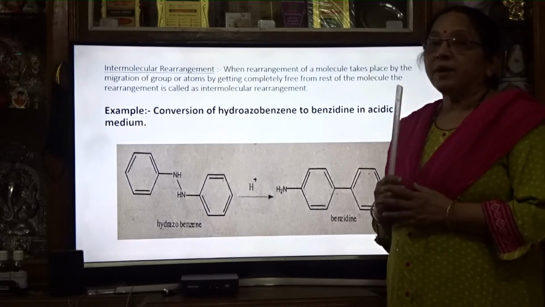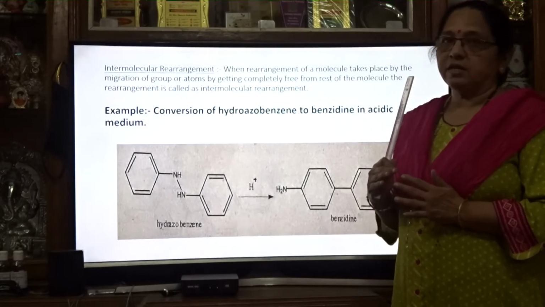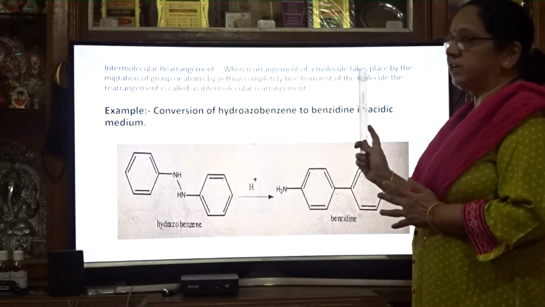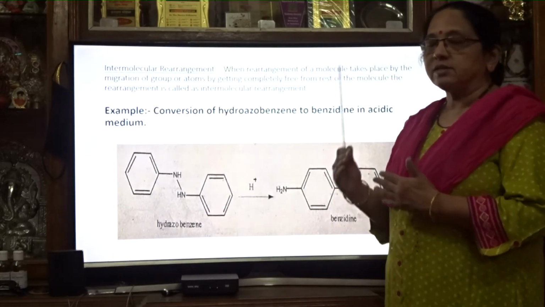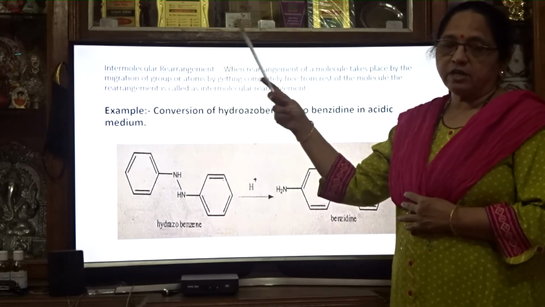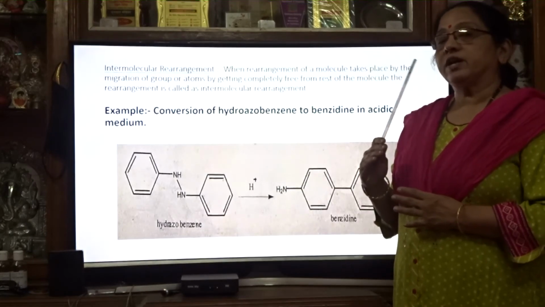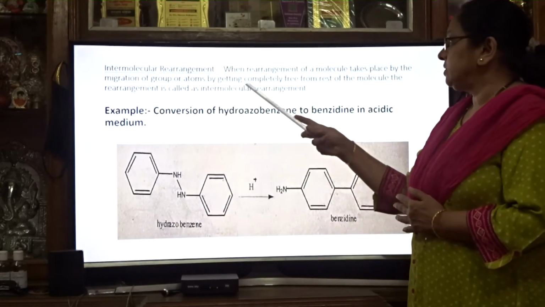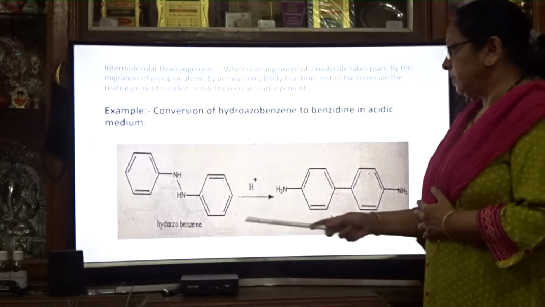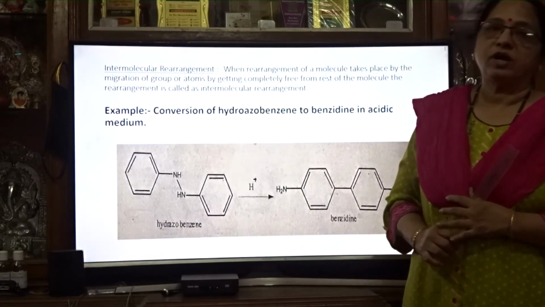When we see the mechanism, you will know how it is getting free, but here you do not have the mechanism, so you only understand that by getting completely free from the rest of the molecule, it is getting attached to another side of the molecule. Such a type of rearrangement is known as intermolecular rearrangement reaction. In intramolecular, the group is attached without getting detached, and here it is getting completely free from the rest of the molecule and attached to another side, that is, hydroazobenzene gets converted to benzidine.